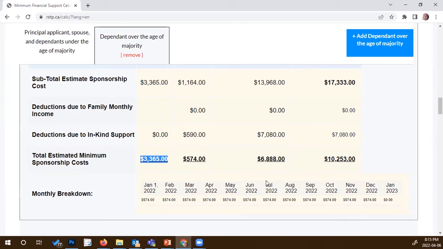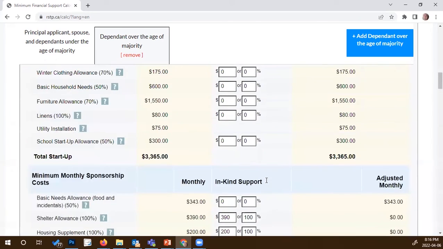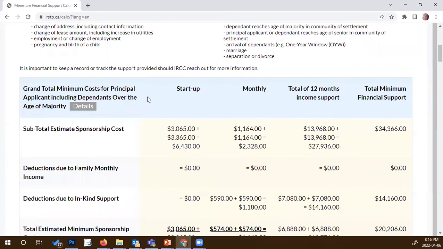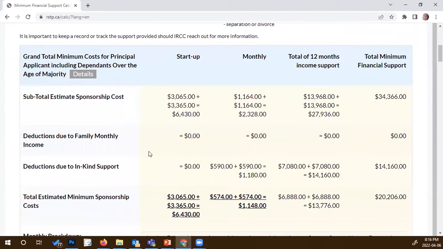Okay, so let's go back to the top and take a look at our summary page. Here's the summary. And again, if you want to see the details of how each is being broken down, you just click on details and it shows you. So you can see when we take a look at the startup costs, again, for the principal applicant, it's $3,065. For the dependent who is over 18, it's $3,365. Added together, we get $6,430. Now, the monthly amount here is before in-kind deductions.